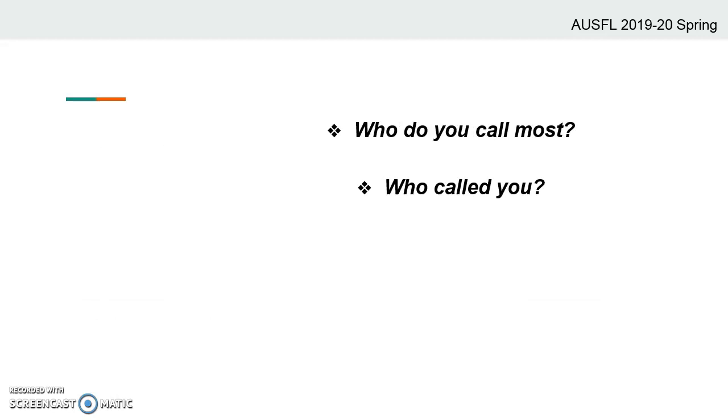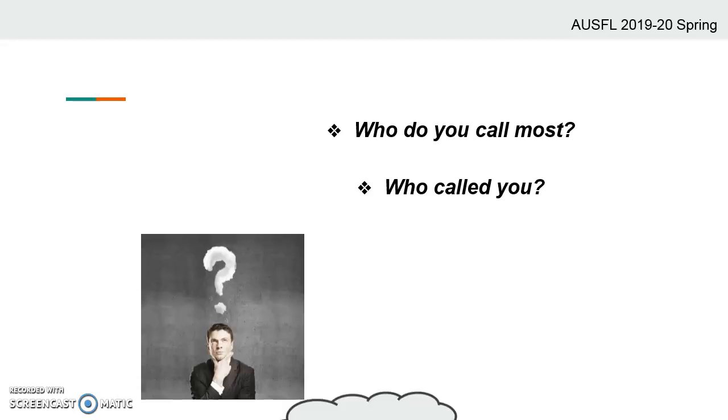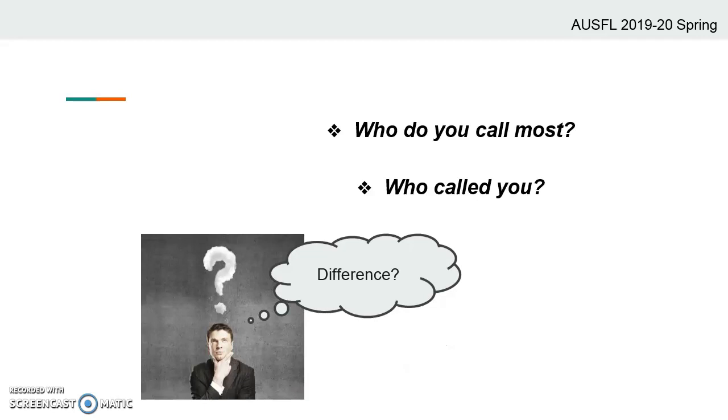Who do you call most and who called you? Do you think these questions are different? Yes, tenses are different. And also, their structures are different. First one is an object question. We know the subject, it's you, but we don't know the person you call. It may be my boyfriend, my mom, and so on. In the second question, however, we don't know the subject. Somebody called you on the phone, but who? It's a subject question.